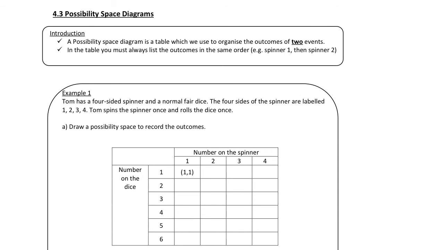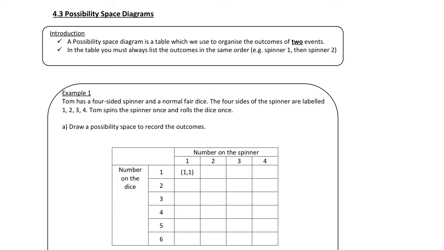Possibility space diagrams are a way in which we organise the outcomes of two events. So what we've been looking at up to now is the probability that it's sunny, or the probability of picking a green counter, or picking a letter out of the alphabet. But now what we've got are two different things happening at the same time. So you might be thinking about tossing 2 coins, or rolling 2 dice, or something like that. And what we do is we can use a possibility space diagram, which is essentially this table, and we can list all the different outcomes.